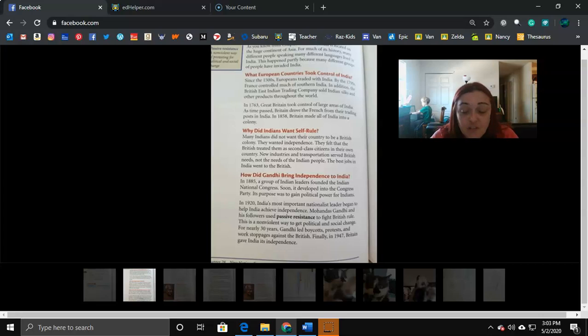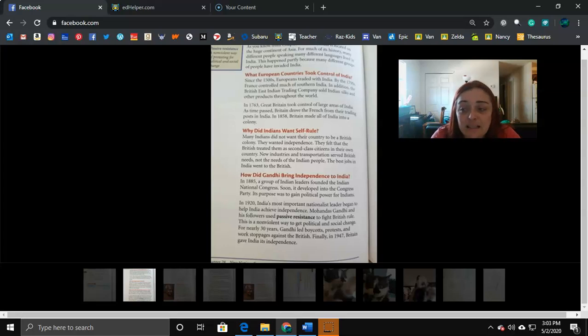What European countries took control of India? Since the 1500s, Europeans traded with India. By the 1700s, France controlled much of southern India. In addition, the British East India Trading Company sold Indian silk and other products through the world. In 1763, Great Britain took control of large areas of India. As time passed, Britain drove the French from their trading posts in India. In 1858, Britain made all of India into a colony.